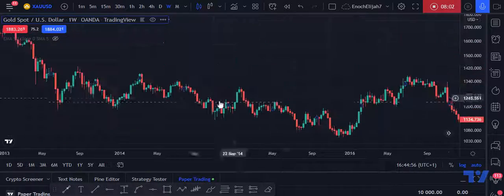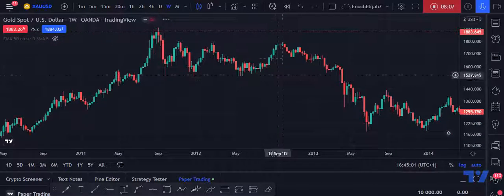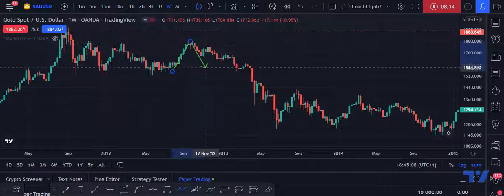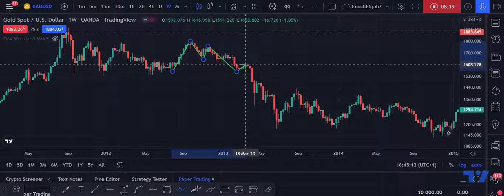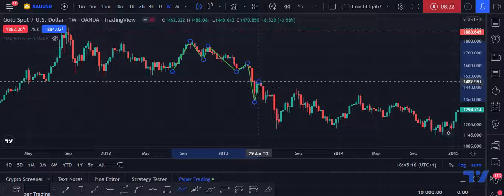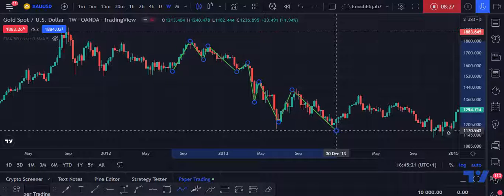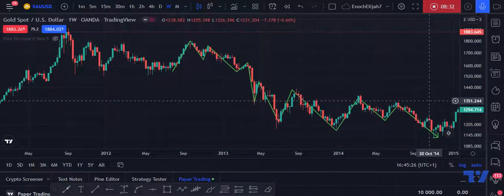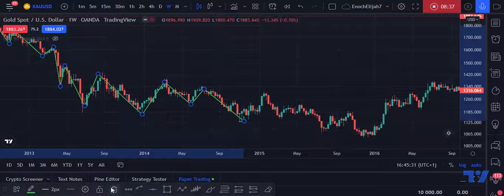Okay, you wait for pullbacks before you enter. So this is a downtrend market we have right here. You can see pullback, pullback, pullback, pullback, and like that, pullback. So a downtrend market gives you lower highs and lower lows.